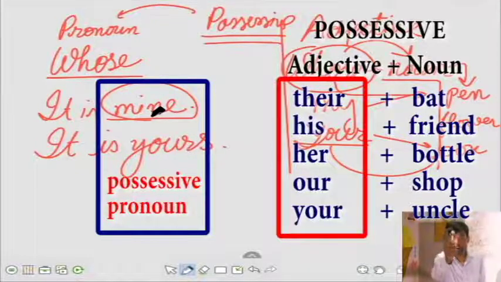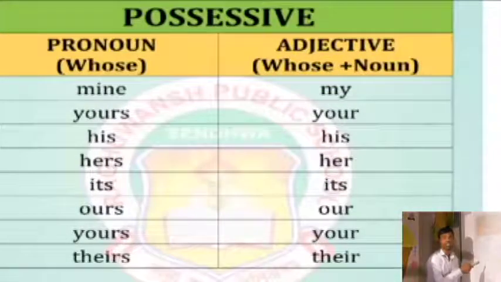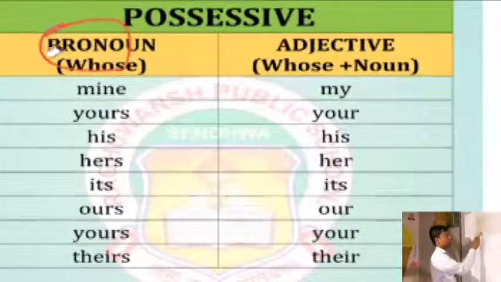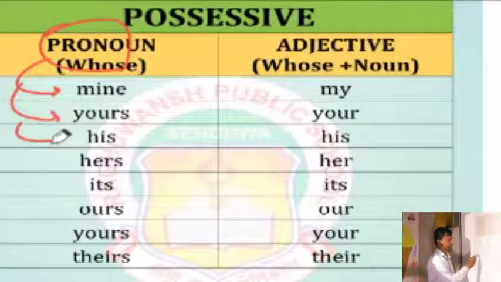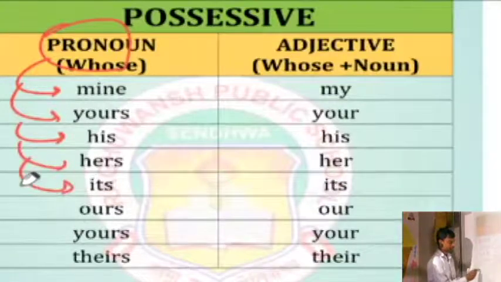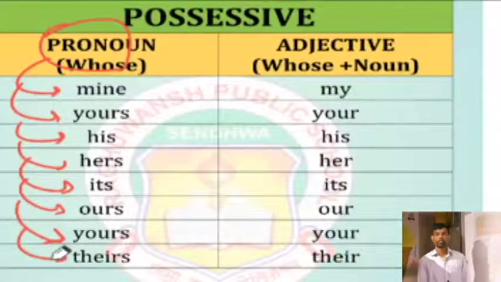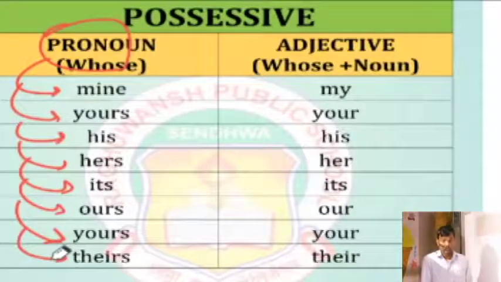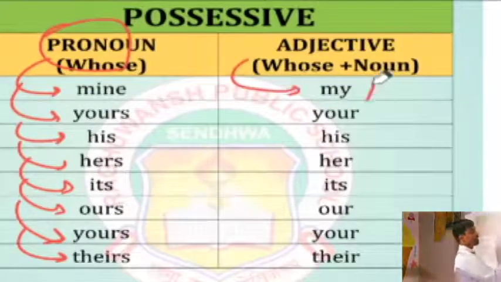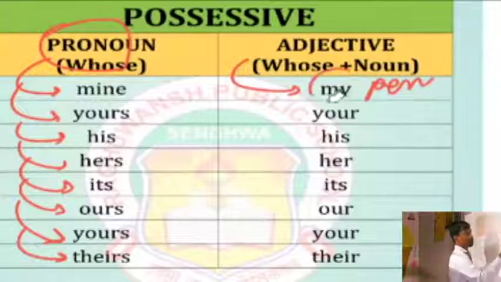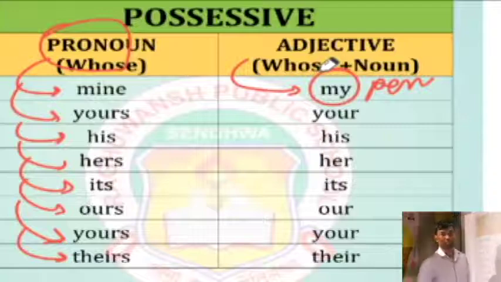And I will give you a list. Here it is, and that is the list. Pronouns: mine, yours, his, hers, its, ours, yours, theirs. And in adjectives, immediately I will give my pen. So, my. Adjective, my. That is whose plus noun, my.